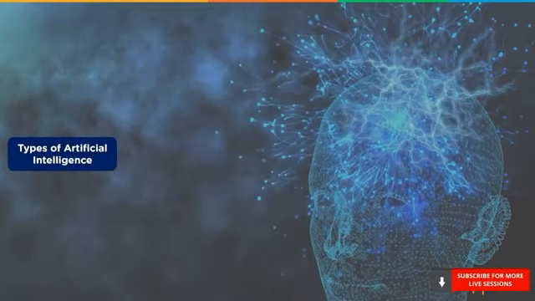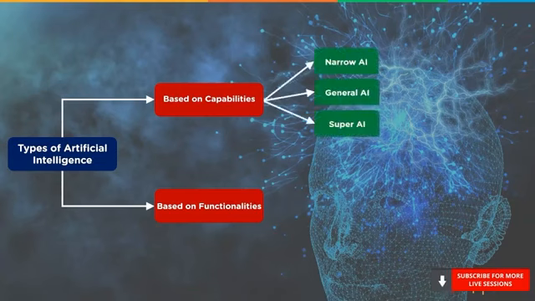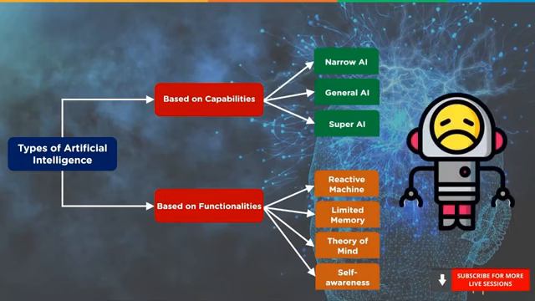Now, let's look at the different types of artificial intelligence. So, AI can be classified based on capabilities and functionalities. Under capabilities, there are three types of artificial intelligence. They are narrow AI, general AI, and super AI. Under functionalities, we have four types of artificial intelligence: reactive machine, limited memory, theory of mind, and self-awareness. Let's look at them one by one.